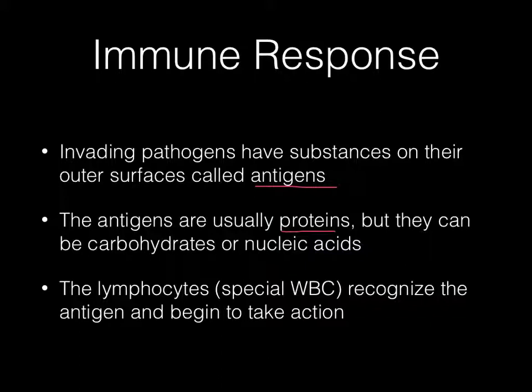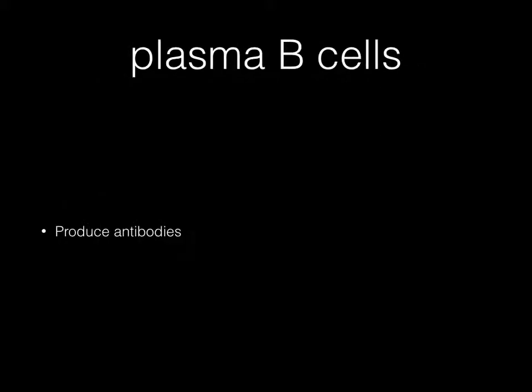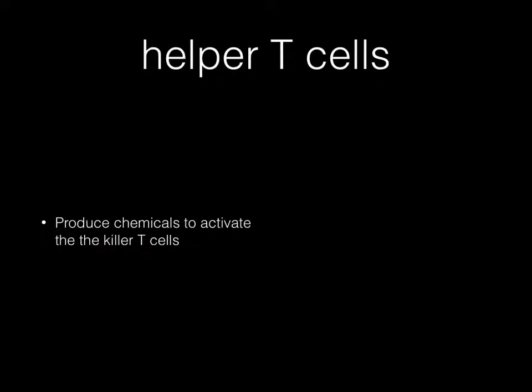The lymphocytes are special white blood cells. They recognize the antigen and begin to take action. Plasma B cells produce antibodies. Helper T cells produce chemicals to activate killer T cells. So these are our activation.